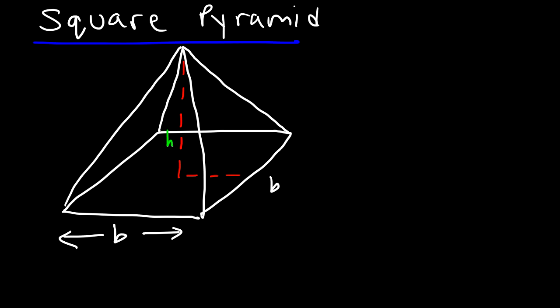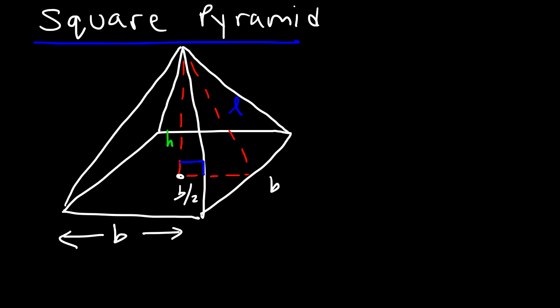And this part here, that's half of b. If this whole thing is b, and this is the center, then this part here is going to be b over 2. And then this part is the slant height, which we can call L. And this is the right triangle.